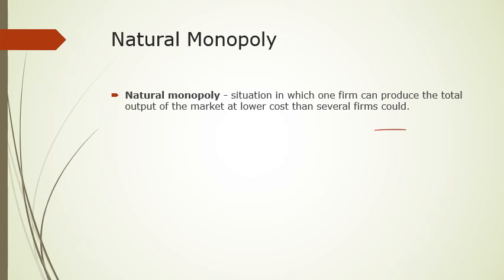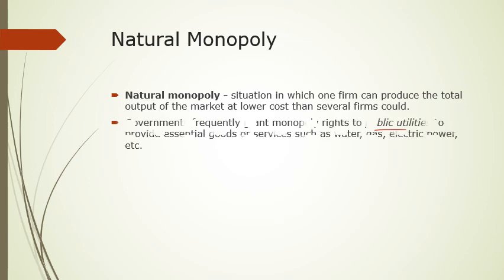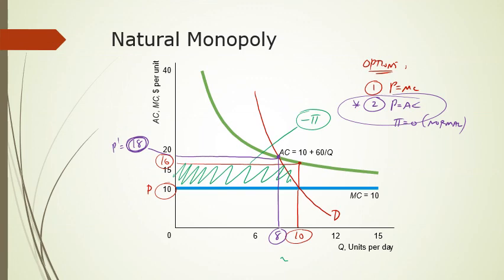Let's think about a particular kind of monopoly, which is called a natural monopoly. A natural monopoly is a situation in which one firm can produce the total output of a market at lower cost than several firms. Okay. Governments frequently grant monopoly rights to public utilities, like your local electricity provider. These public utilities essentially give the utility the right to be a monopoly, but in return, they must be regulated in the price that they can set. In other words, they can't exercise their monopoly power. Let's take a look at a natural monopoly.